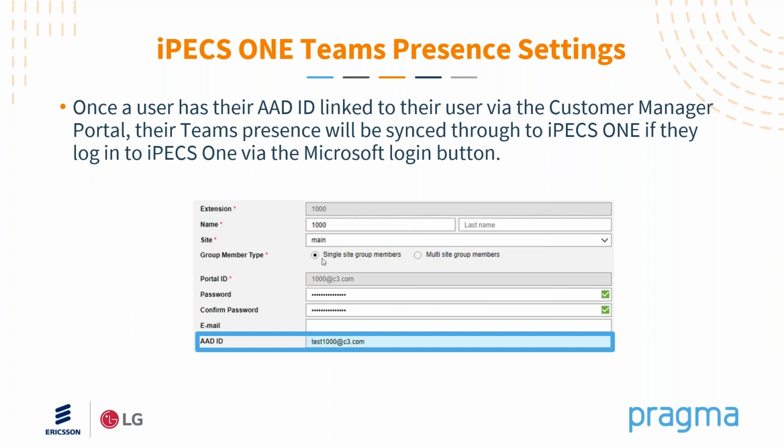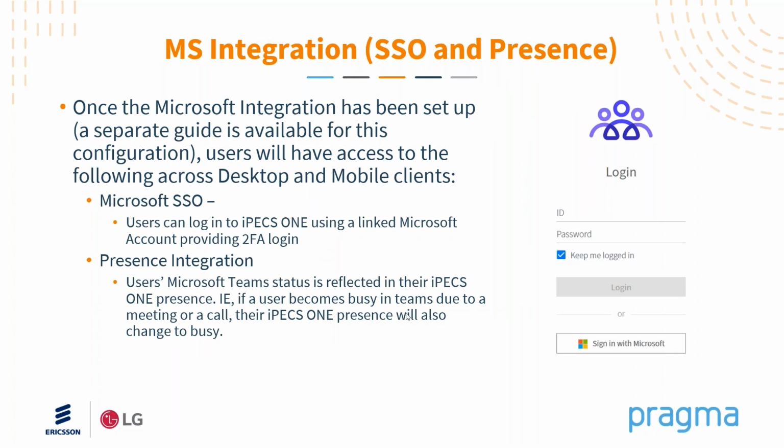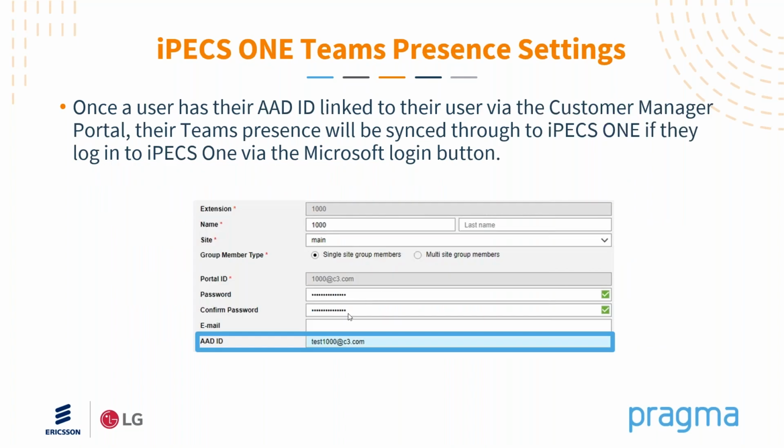What I haven't included in these slides is the Microsoft Teams integration. There are quite a few steps within Azure Active Directory. Anyone familiar with it will know there's quite a few bits you need to do, but we've got separate guides for this. After the sync has been done to the customer's domain, you'll see a new field, AAD ID. If you select the customer's email from that drop down for the relevant user, when they go to sign in with Microsoft, they're signing into that user, and they get all of that good stuff: the TFA, the iPECS 1 Microsoft Teams sync, presence sync, as long as everything's set up.